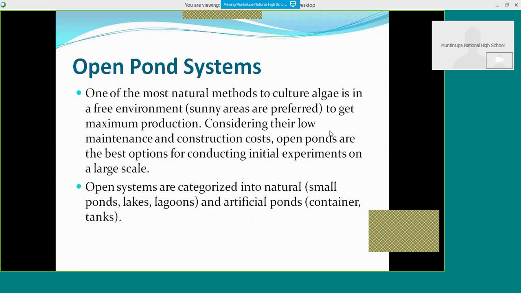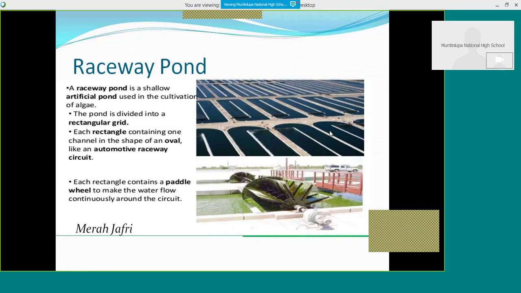An open pond system of algae cultivation. One of the most natural methods to culture algae is in a free environment, such as the open pond system. Considering the low maintenance and construction costs, open ponds are the best option for conducting initial experiments on a large scale. Open systems are categorized into natural or small ponds, lakes, lagoons, and artificial ponds, which are containers and aquariums. The most commonly known type of open pond system is the raceway pond.